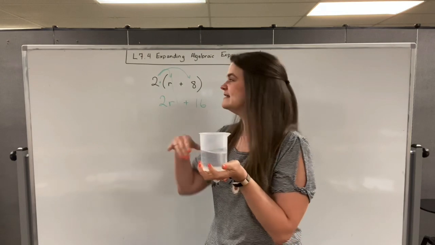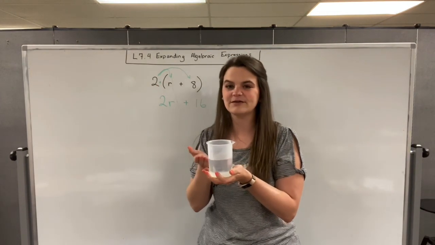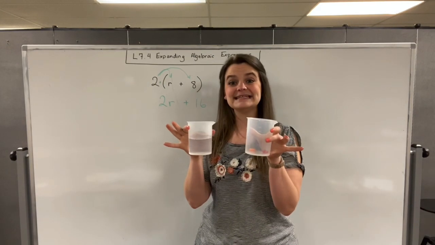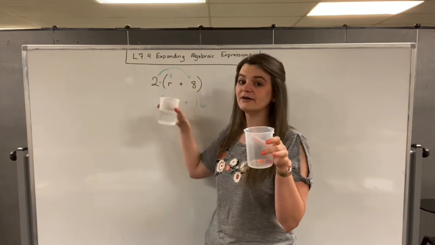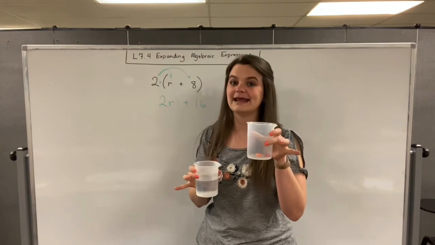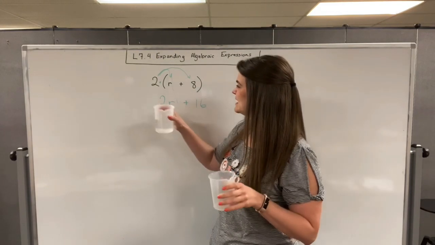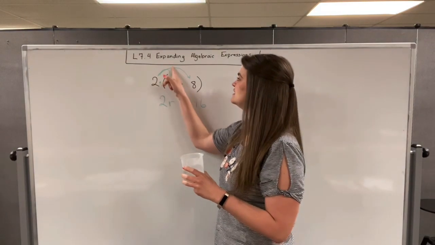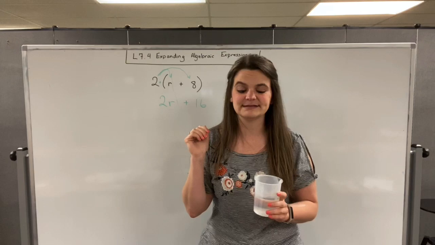But the water is representing the 2 here. So what we're gonna do is pour this water into this beaker and see, does it only affect one of them, the first one, which would be R, or does it affect both the red and the orange sprees that are in here? Because when we are distributing the 2, it's kind of like we're pouring the 2 into the parentheses. So let's find out what happens.